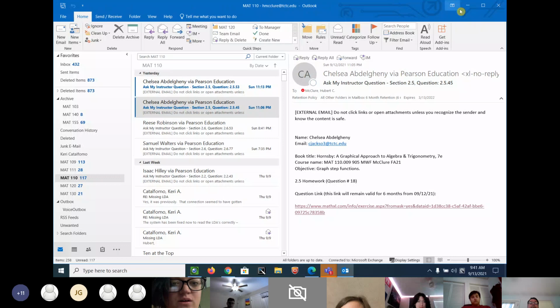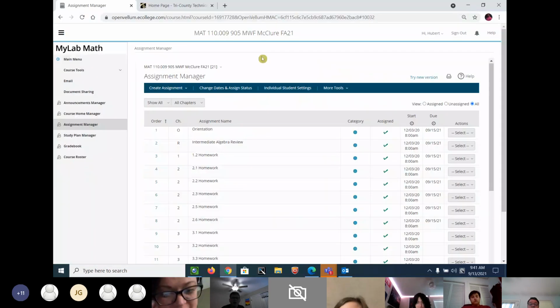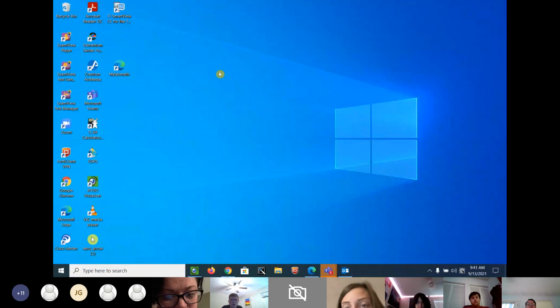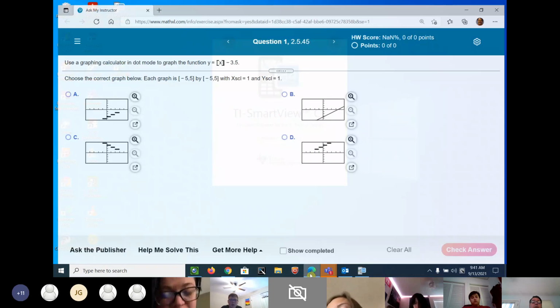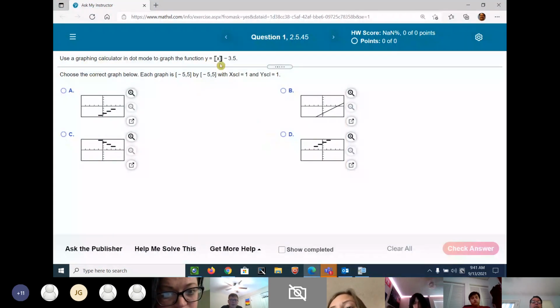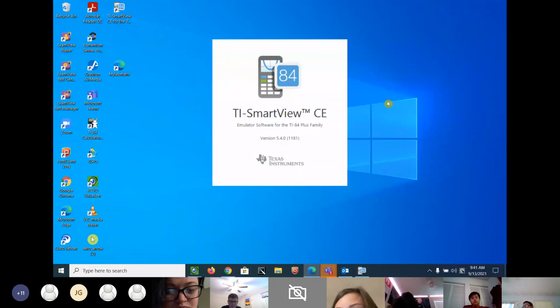I had a question about where it says y is equal to x. It has it double bracketed. I'm sorry, what now? On that one, where it says y is equal to, and then the x is double bracketed. That means a stepwise function. Okay, how do I do that in my calculator? Well, I'm going to try to show you if I can remember. It's still pulling up.